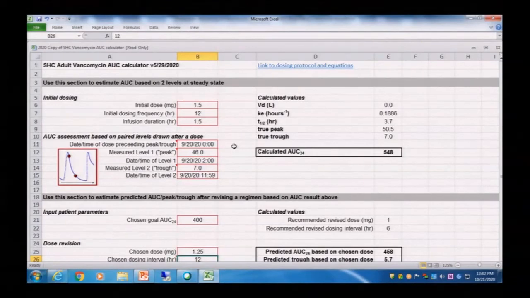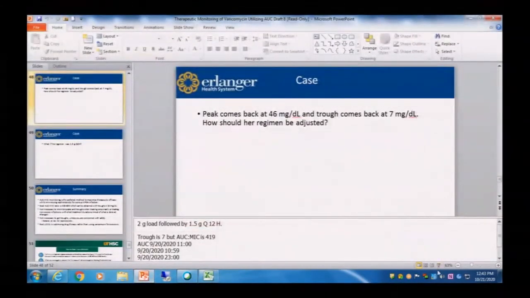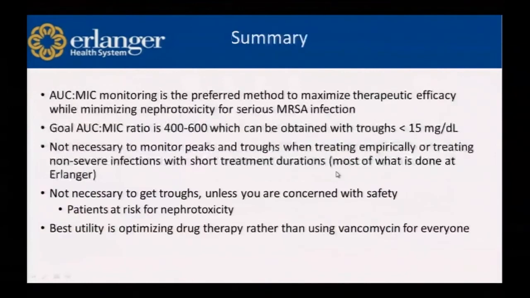So if the patient's going to be on vancomycin for a long period of time, 2+ weeks, and their renal function and critical illness status is changing, you would need to do this multiple times. So to summarize what I discussed today, AUC-MIC monitoring is the preferred method to maximize therapeutic efficacy while minimizing nephrotoxicity for serious MRSA infections. Our goal AUC to MIC ratio is 400 to 600, and as I've shown in this presentation, that can be obtained with troughs less than 15.